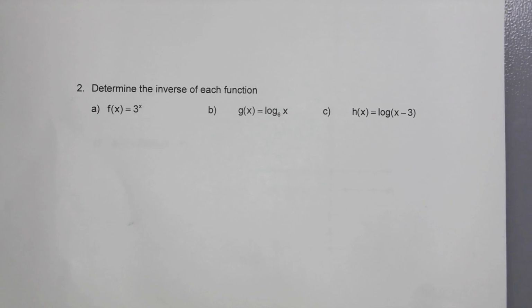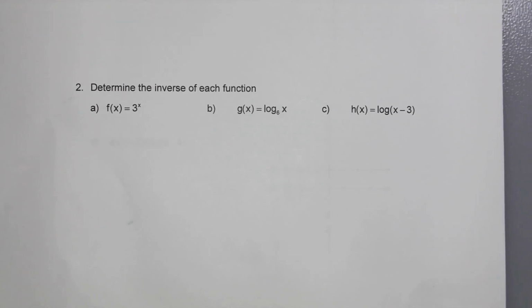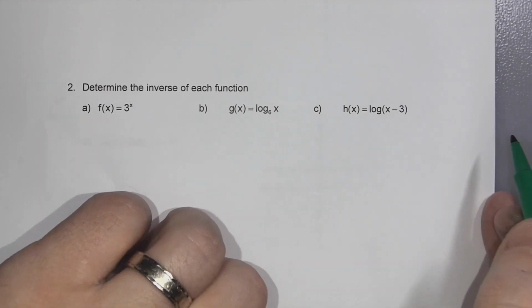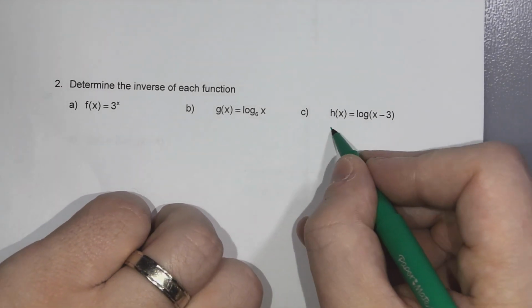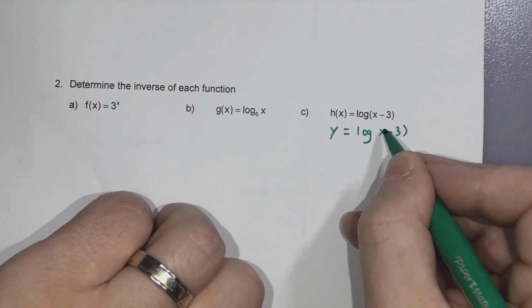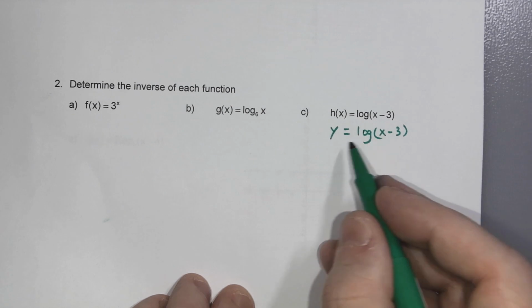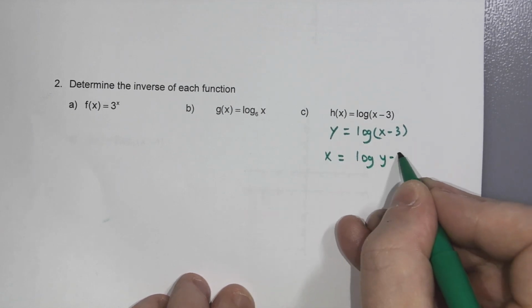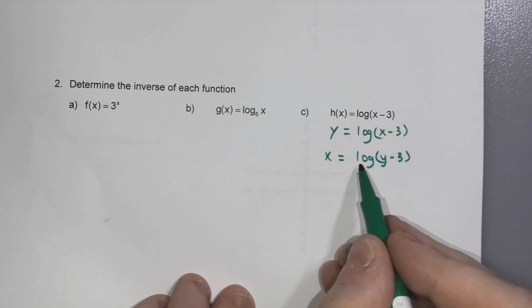Type 2, find an inverse. Here, let's do C. We'll do part C. H of x equals log x minus 3. So write y equals log x minus 3. Switch the roles of x and y. X equals log y minus 3.